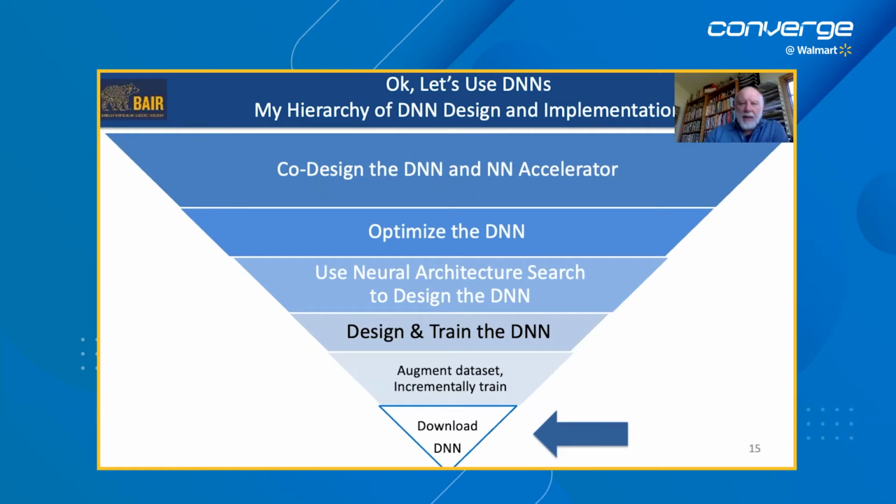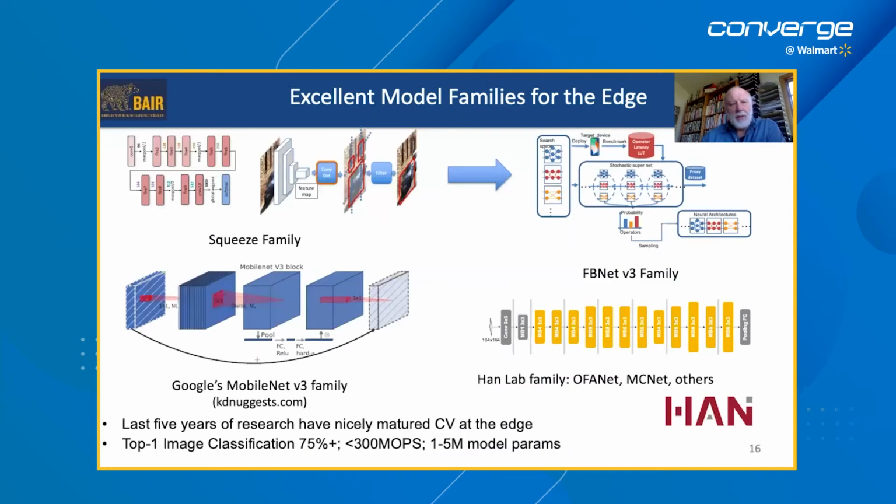So there are a variety of deep neural net families that are available for download. Google's been very gracious in making their MobileNet family available. I have a colleague, Song Han at MIT, who's made his family of nets available. We at Berkeley have developed the Squeeze family of deep neural nets, and over the years, we increasingly collaborate with Facebook, of which the most recent result of that collaboration has been the FBNet v3 family.